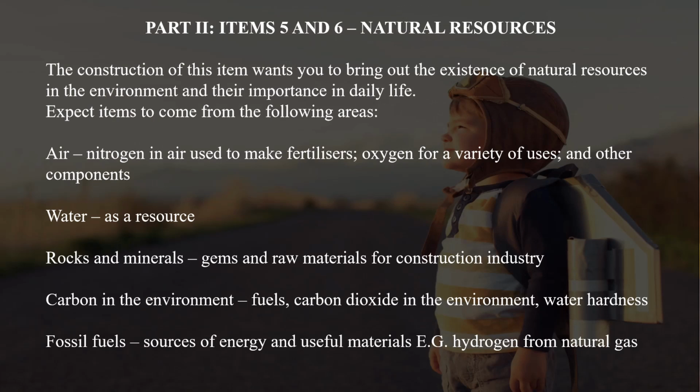1. Air. Under air, nitrogen in air is used to make fertilizers, oxygen for various uses, and other components. But here it will be considered as a natural resource. Yes, it will be considered as a natural resource, but not the process of manufacturing it. Let's get the difference. Here, air will be considered as a natural resource, but not manufacturing. Not manufacturing nitrogen, not manufacturing fertilizers.